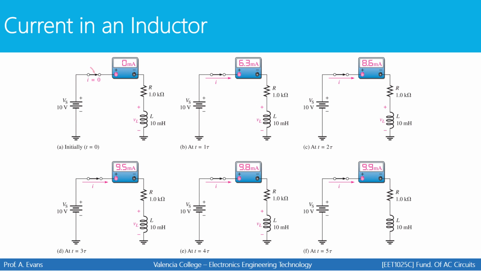So here's what happens when you place an inductor in a circuit. Look at the first picture here. We have a DC source. It's 10 volts. Just before the switch closes, there's no current flowing in the circuit. Once we close the switch, current begins to flow through the circuit. This ammeter is measuring current. Notice that we have a time constant, and as the time constant increases, the current increases until we get to a maximum point.